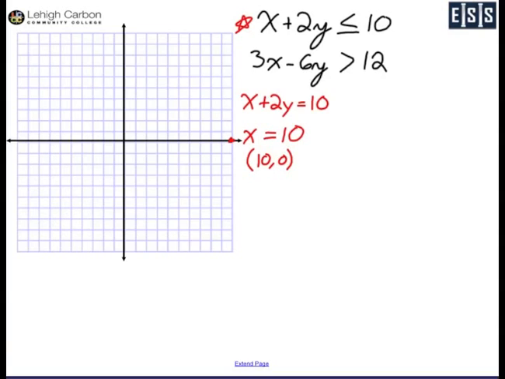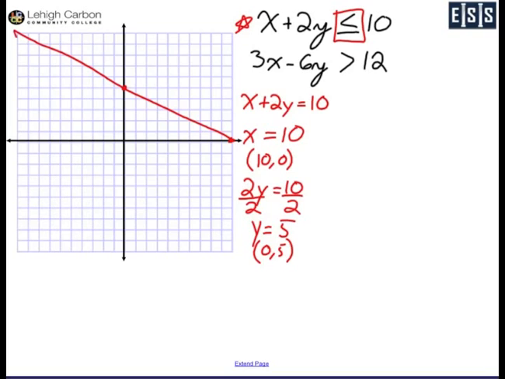For my y-intercept, I let x be 0. So it would be 0 plus, don't really need that part, 2y equals 10. Divide by 2. I get y equals 5. So my y-intercept is 0, 5. Plot my point. Now I need to draw my line. Since this was less than or equal to in my initial inequality, the or equal to means I'm going to use a solid line. Now I need to test a point. I'm going to test my favorite point, 0, 0.